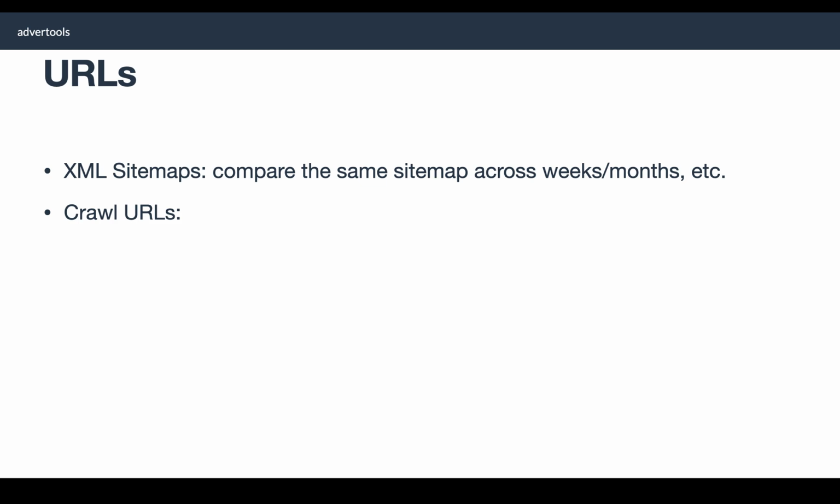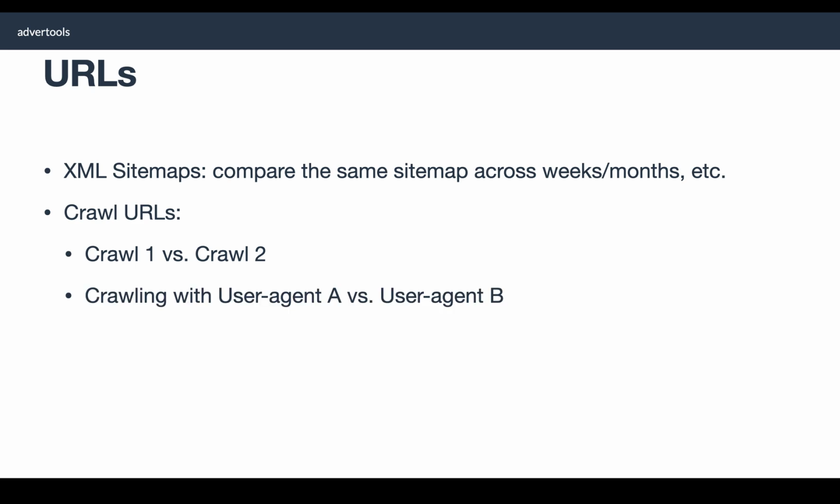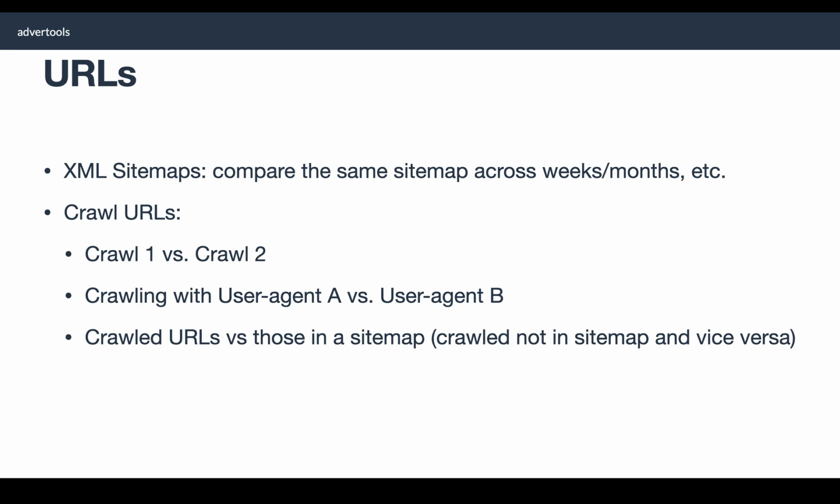Crawling produces long lists of URLs, as you know. So you can run the same crawl on the same website 2 times, and you can compare crawl 1 versus crawl 2. What happened in the week or in the month or in the year that passed between those 2 crawls. You can crawl with 2 different types of configurations. For example, user agent A versus user agent B, and see any differences. You can also compare the crawled URLs with the sitemap URLs. Do I have URLs in the sitemap that have not been crawled, or vice versa? Might be an interesting thing to do.